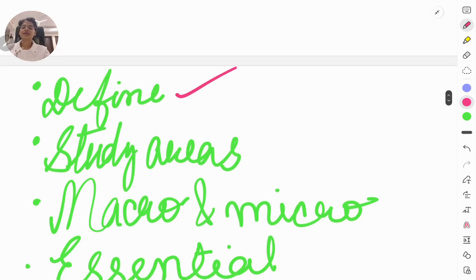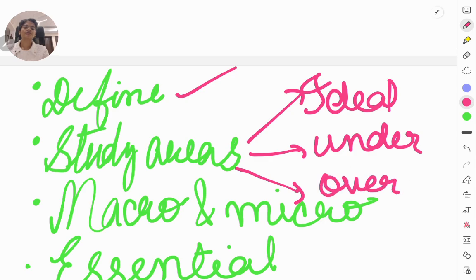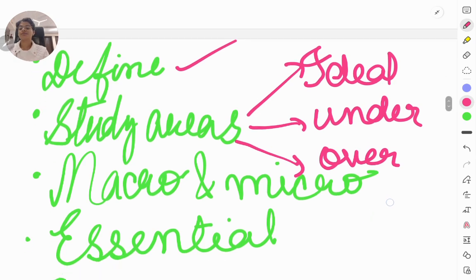We have defined it. Now let's see the study areas. There are three study areas. First is ideal nutrition. Second is undernutrition. Third is overnutrition. I hope you came to know what they mean just by listening to the terms.